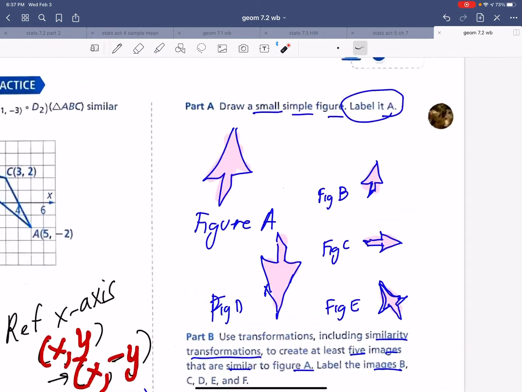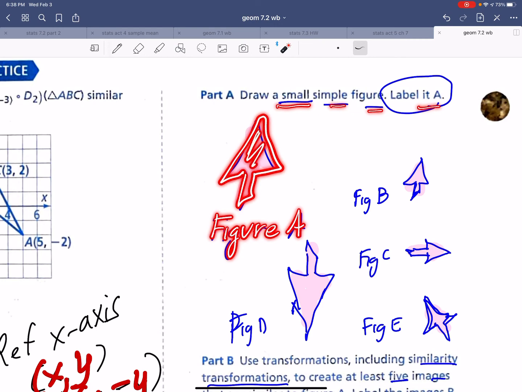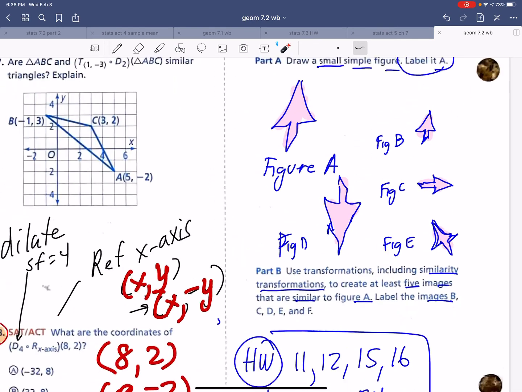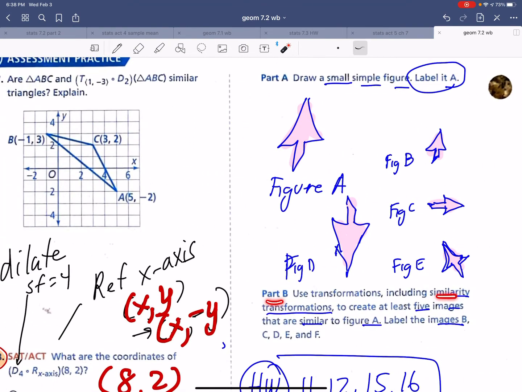So in this example, part A says, draw a simple figure and label it A. That's what I did in class. I labeled this first figure A, and I just made kind of a lopsided Christmas tree. There it is, figure A. You can think of it as kind of an arrowhead. Then part B says use similarity to create at least 5 figures and label them B, C, D, E, and F. And they need to be similar.